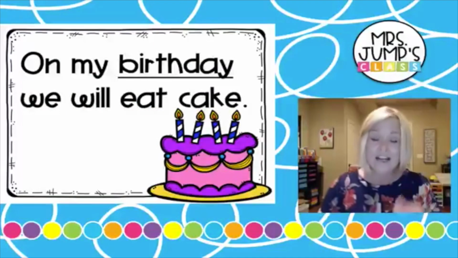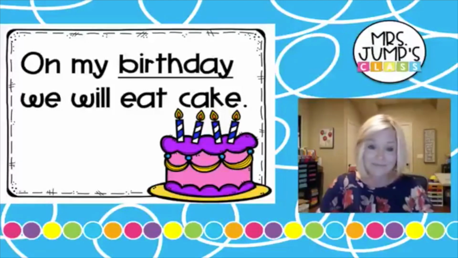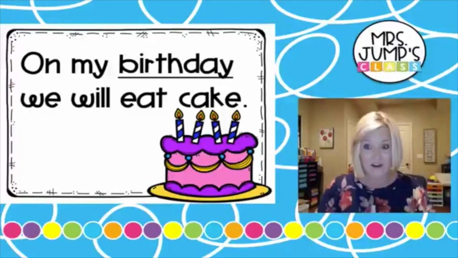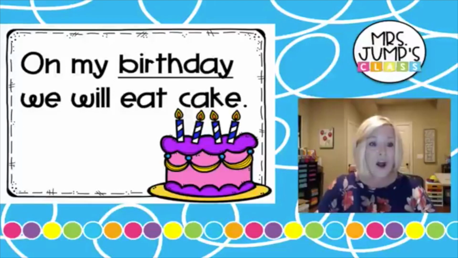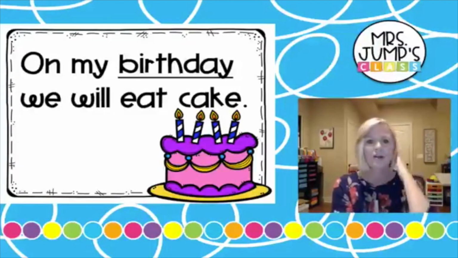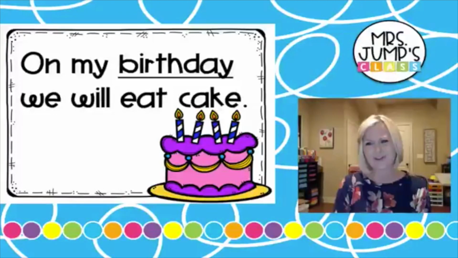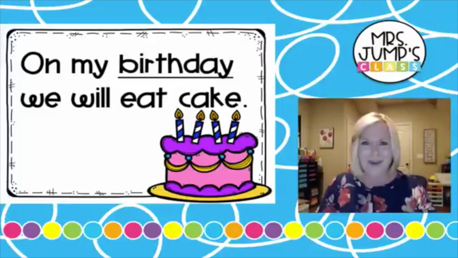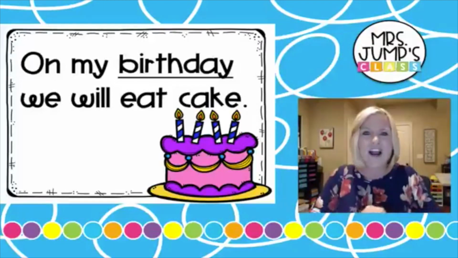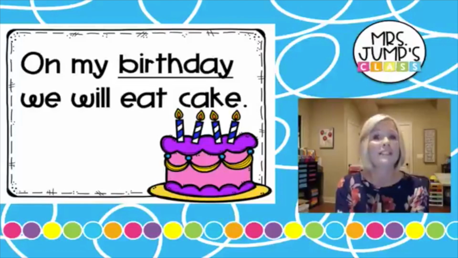So for example, if they encountered this sentence and they didn't know the word birthday, right? On my, because they might not be really looking at that cake yet. On and my, they've been able to figure those words out because they already know those. Those are in their sight word bank. They've not had to do anything other than, it's really easy for them.